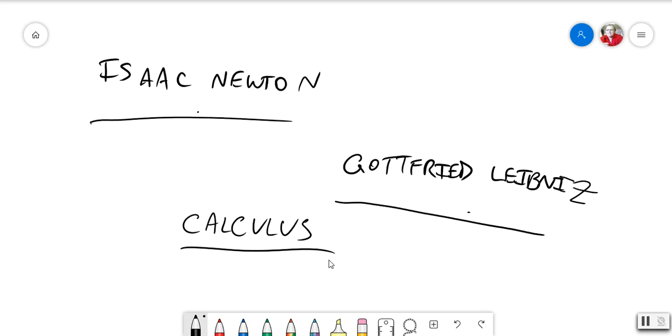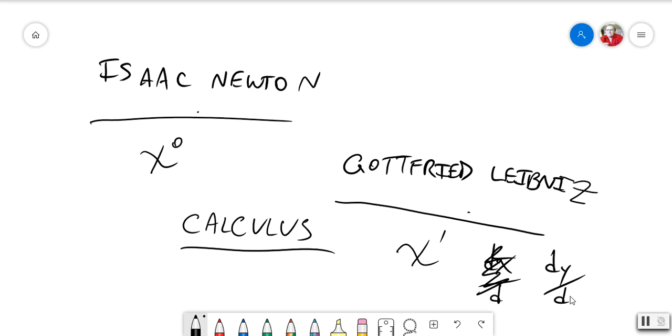Newton developed it in greater detail, but we use Leibniz's notation. Newton did something like that, which is weird. And we do this or that. And I actually got that reversed. But the notation that Leibniz came up with is what we use today. That's jumping a bit ahead of us, though.